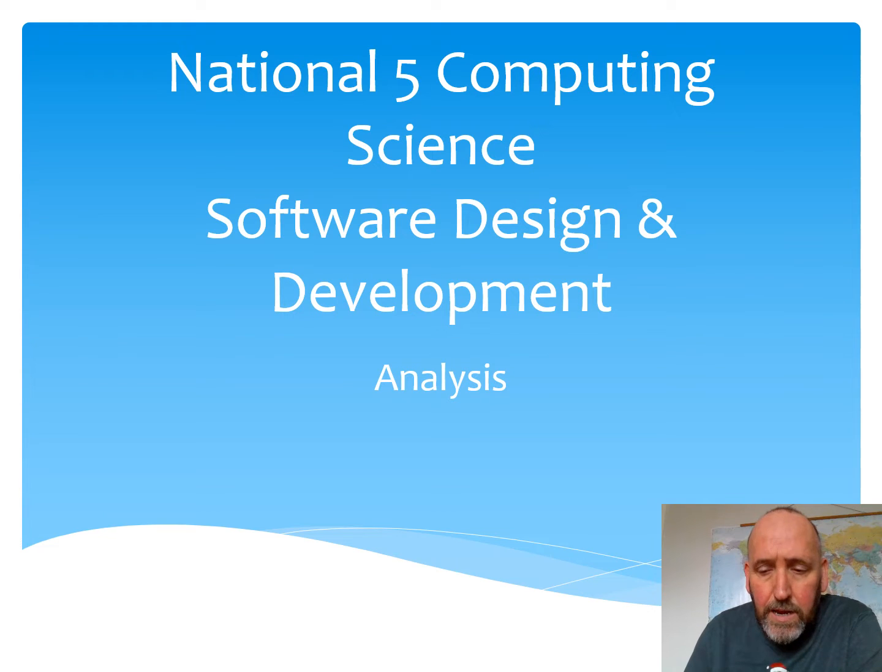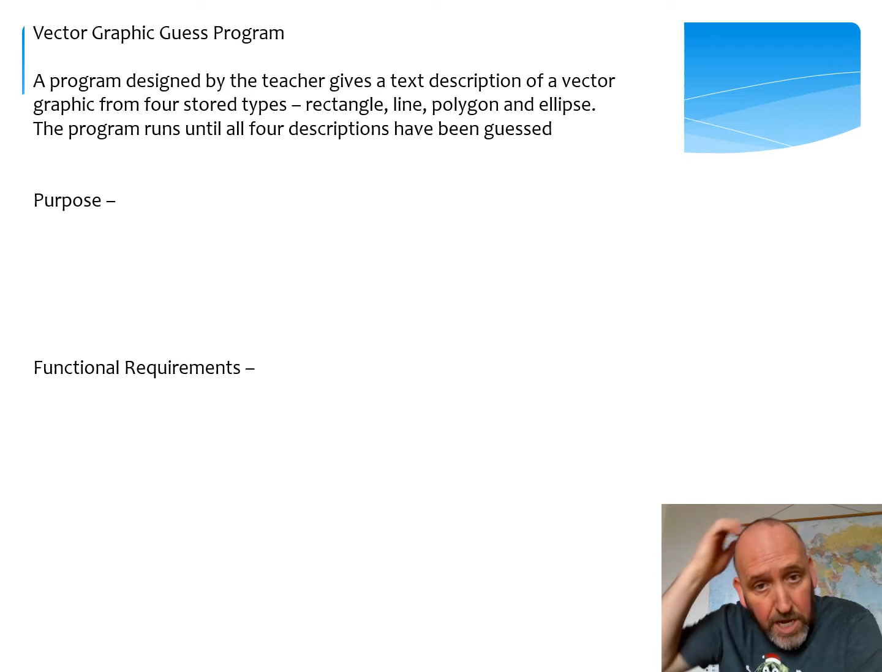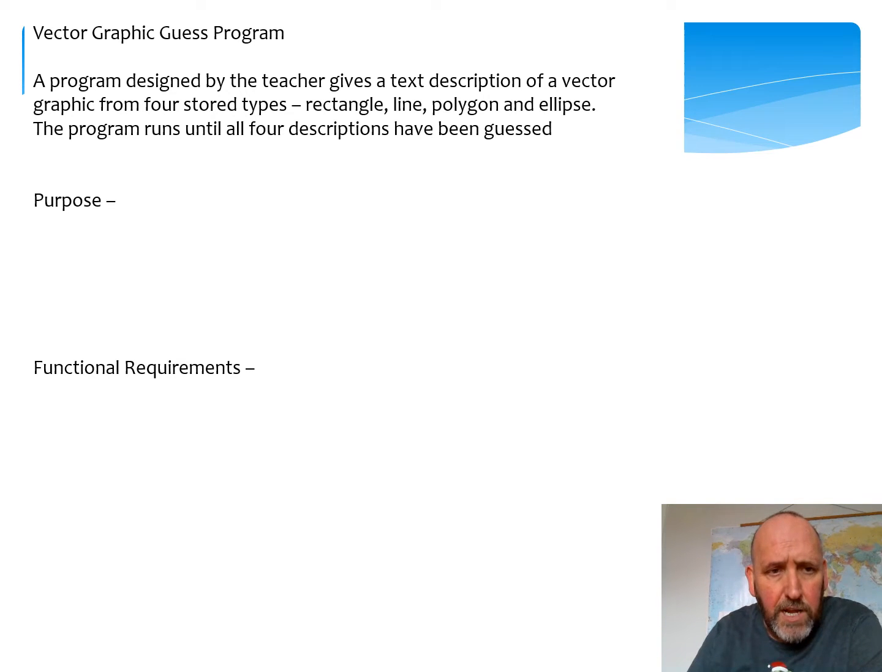So we're going to look at the analysis stage of software development. Now you've got all the notes in it, so we're just going to do some nice questions. A program designed by a teacher gives a text description of a vector graphic from 4 stored types: rectangle, line, polygon, and ellipse. The program runs until all 4 descriptions have been guessed. What is the purpose of the program?